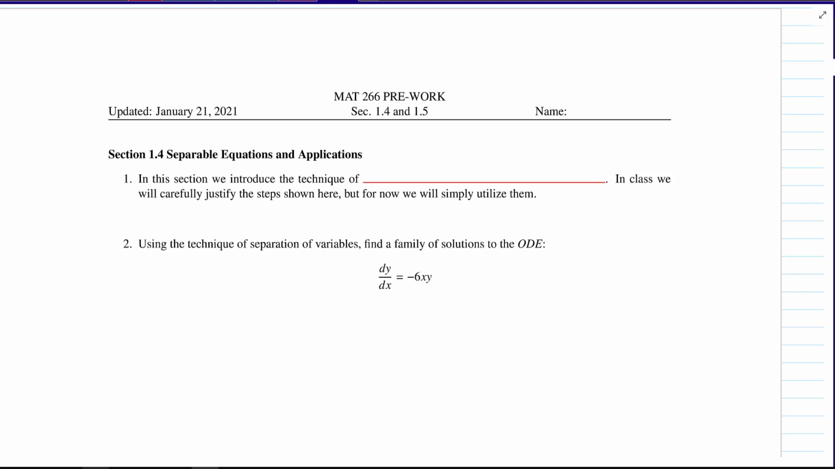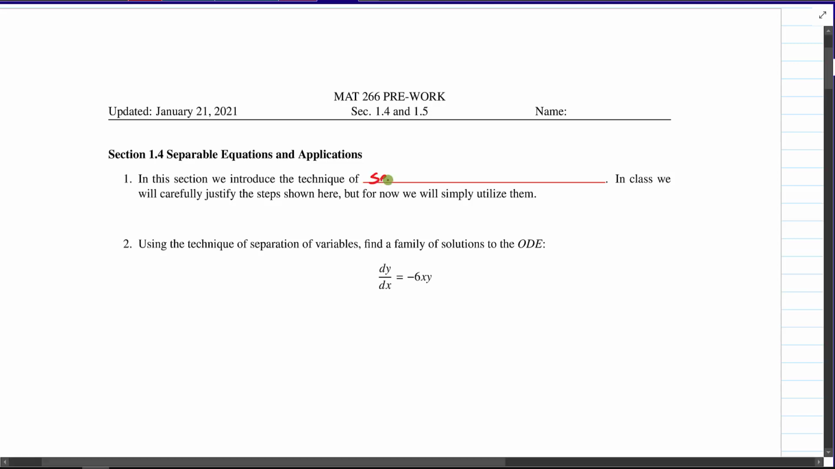Howdy folks, so in this pre-work we're looking at sections 1.4 and 1.5, so we'll start with 1.4. And here we look at the topic of separable equations, and here we're going to learn the technique of what's called separation of variables.